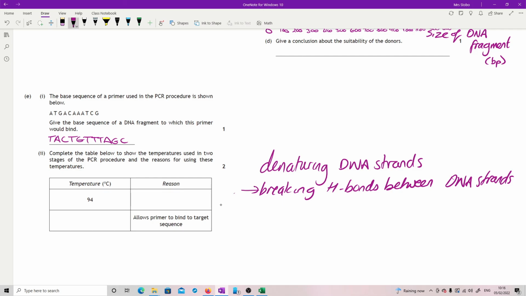Okay. We've then got our annealing of primers. So they were accepting anything between 50 to 65 degrees, anything in that range. And question done.